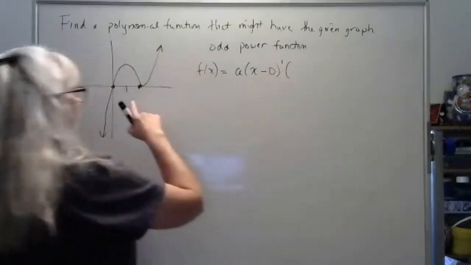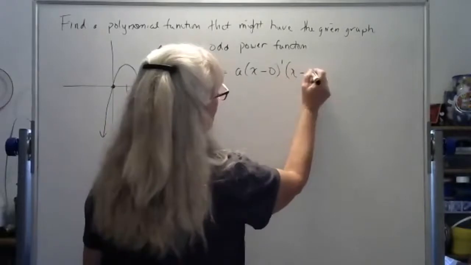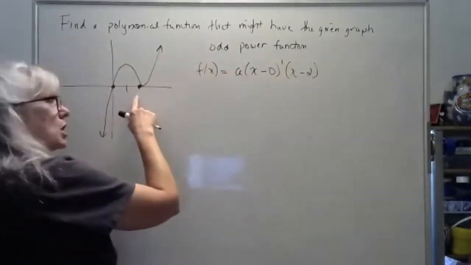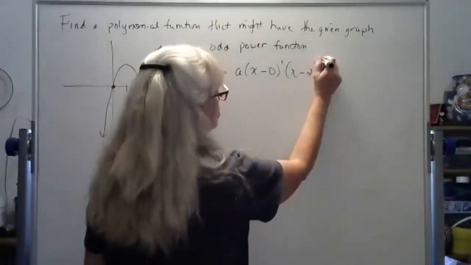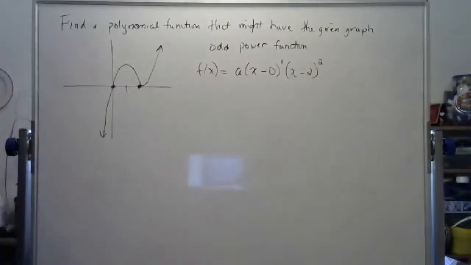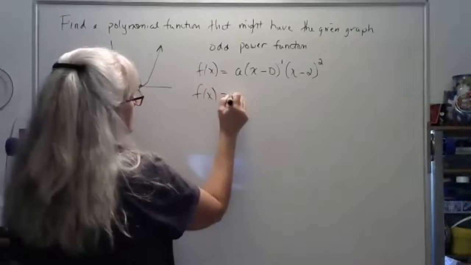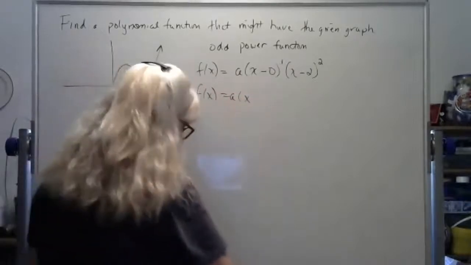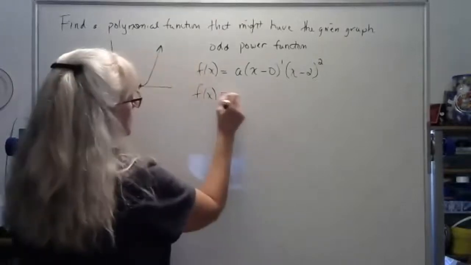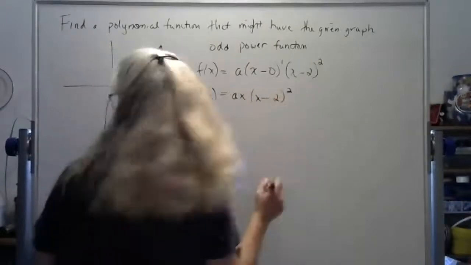Okay, the next x-intercept is at 2, so that's going to come from x minus 2, and because the graph is bouncing or touching there, we know it has to have an even multiplicity. So we're going to give it a 2 because, again, it's just the first even number. So right now, this is what we've got. F of x is equal to a. I'm going to get rid of that first set of parentheses. a x, and then we'll have an x minus 2 squared.